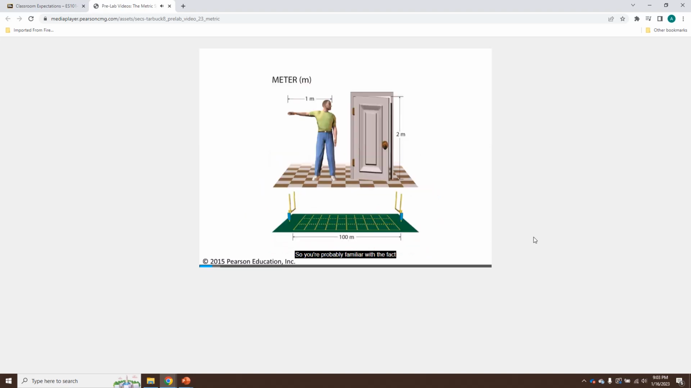You're probably familiar with the fact that there are 2 major systems in the United States of America for measuring things. The one used by scientists is called the metric system, and that name, metric, is based on meters. The meter is a unit of distance in the metric system. So here, for example, is a full-grown man extending his arm. That's about 1 meter from his nose to his fingertip. A typical door is about 2 meters tall. A typical football field is 100 meters long.